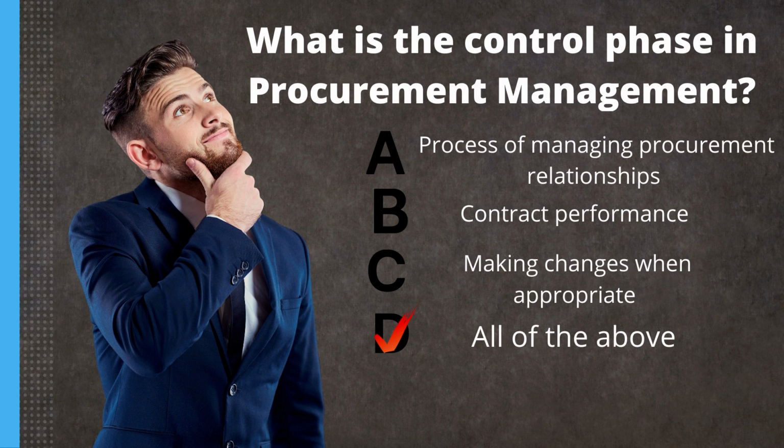Is it A. Process of managing procurement relationships, B. Contract performance, C. Making changes when appropriate, or D. All of the above? The correct answer is D. All of the above.